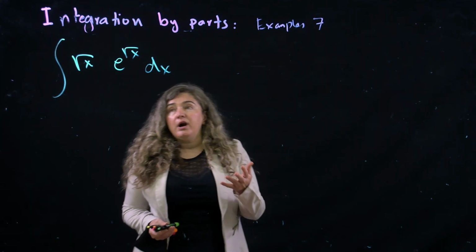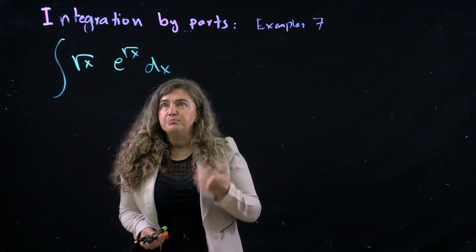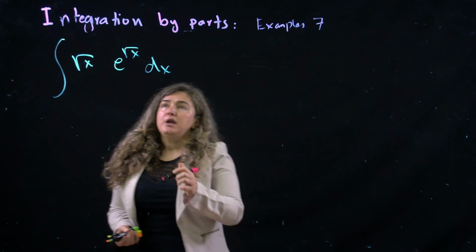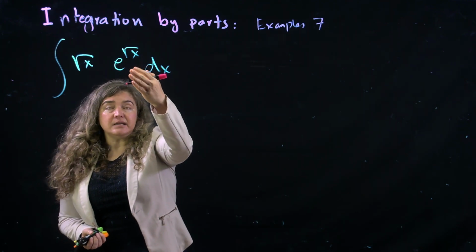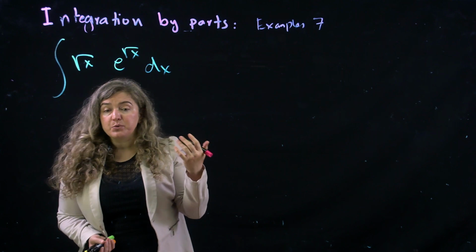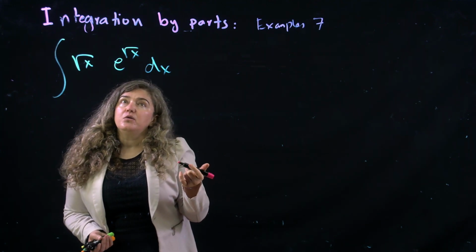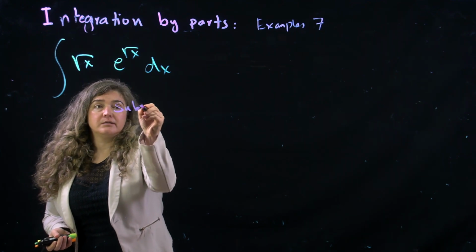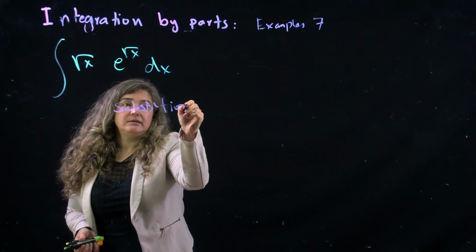So one more integration by parts, but this does not look like an integration by parts. What do I do? I look at this and I see it's e to the power square root of x. So the first thing that comes to my mind is a substitution. And let's go with it.